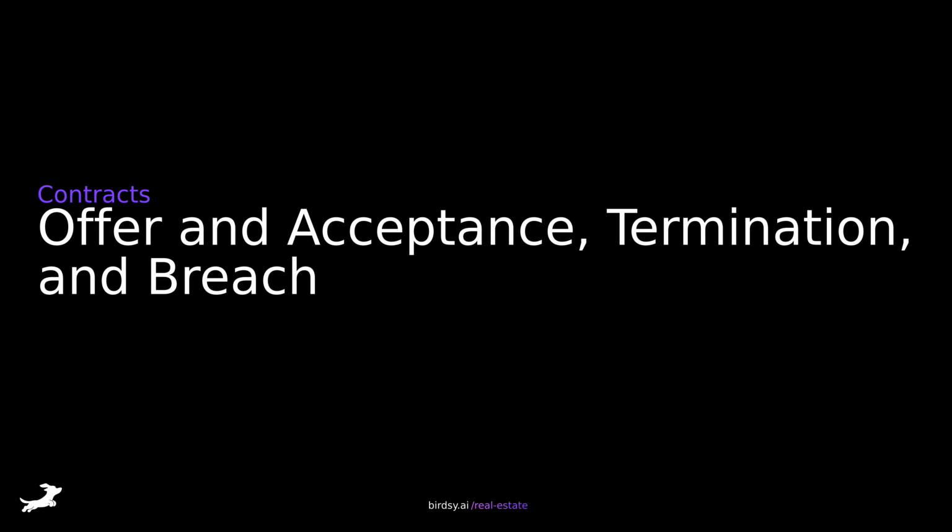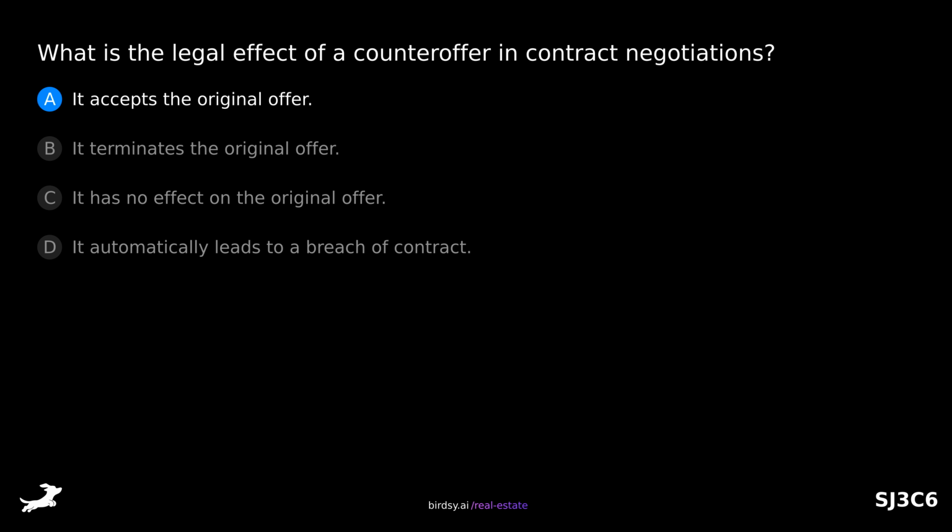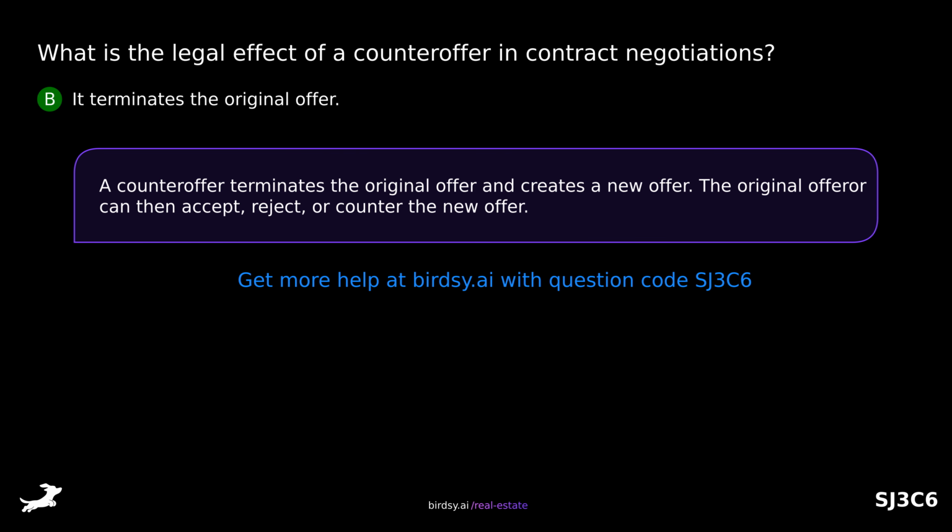Offer and acceptance, termination, and breach. What is the legal effect of a counteroffer in contract negotiations? Is it A. It accepts the original offer, B. It terminates the original offer, C. It has no effect on the original offer, or D. It automatically leads to a breach of contract? The answer is B. It terminates the original offer. A counteroffer terminates the original offer and creates a new offer. The original offeror can then accept, reject, or counter the new offer.